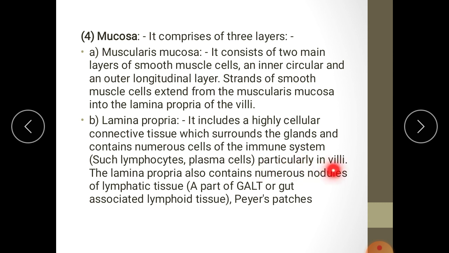So particularly in villi, the lamina propria also contains numerous nodules of lymphatic tissue, that is GALT, gut associated lymphoid tissue. So lymphoid tissue is present in the lamina propria, which helps in defending the body against foreign bodies, and this is called Peyer's patches.